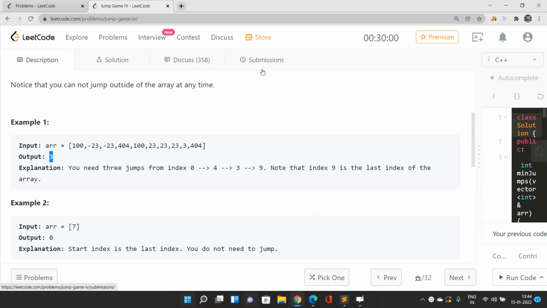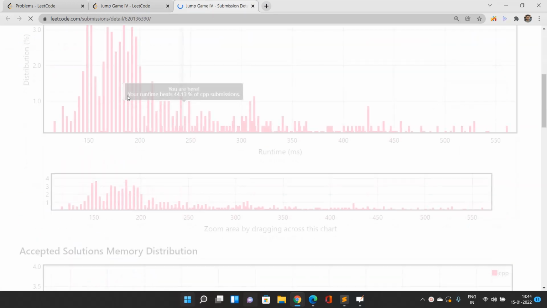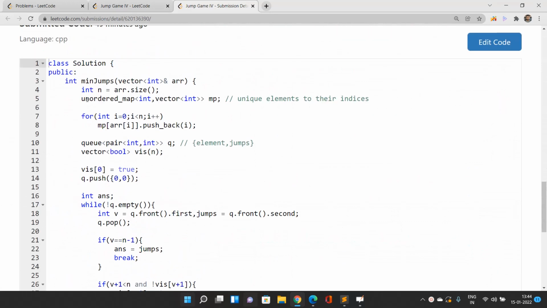So I will try to show this one. What I've done is I've taken array dot size in the variable n, which is the size of this array, and this unordered map. This is actually a hash map where I've been tracking the unique elements and their occurrences in the actual array. You can see mpf array of i dot pushback i, I'm storing the indexes. So every time, starting from level equal to 0, you can see the element comma jumps.